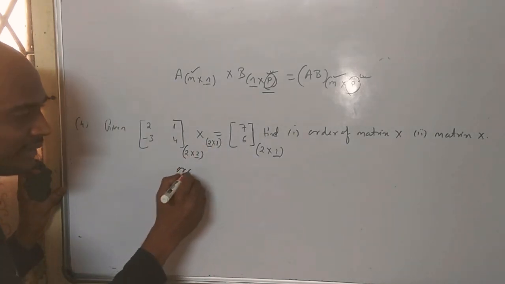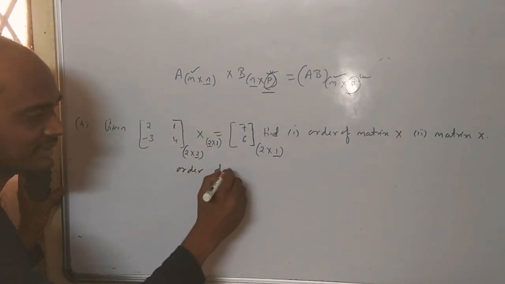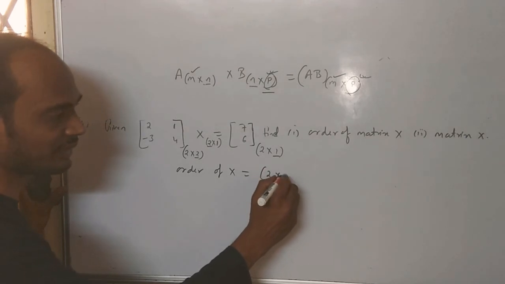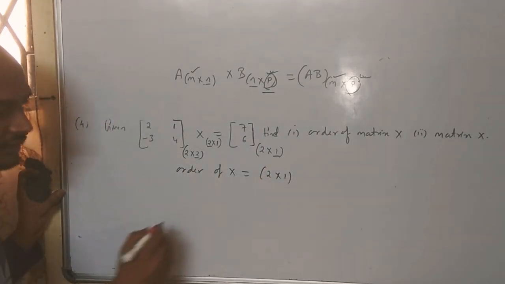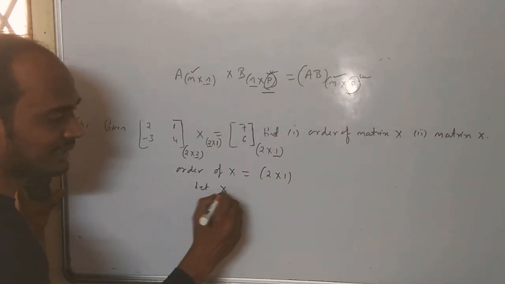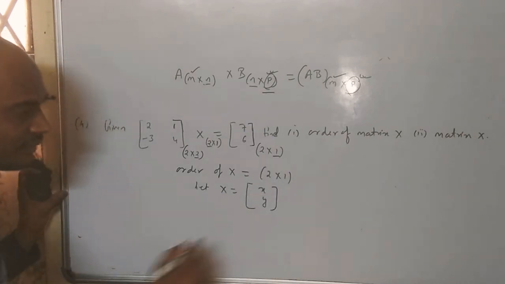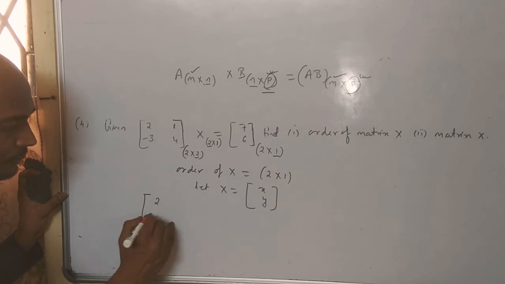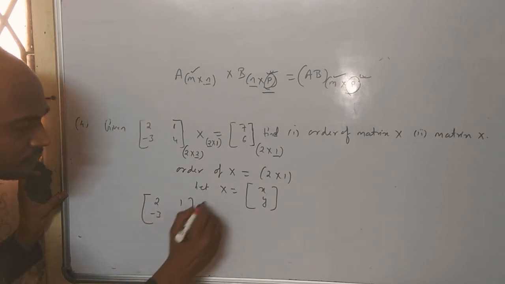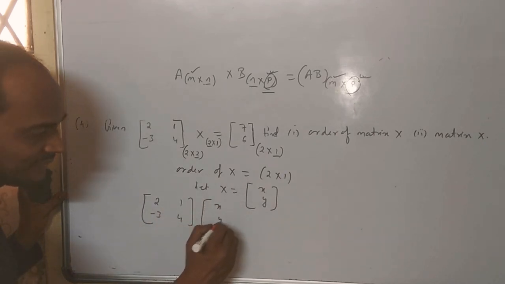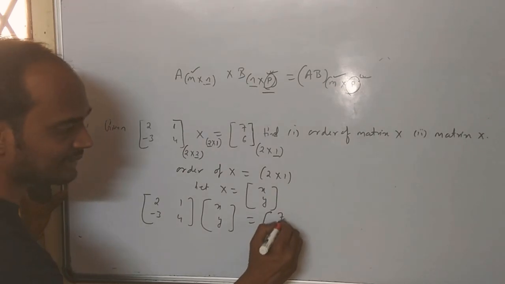So the order of matrix X, which is asked, is 2 cross 1. That means it contains 2 rows and 1 column. So we will take, let matrix X equal 2 rows 1 column, x y. So 2 rows are there, 1 column. Then you write in this way: [2, -3; 1, 4], in place of X you write [x; y], and here it is [7; 6].